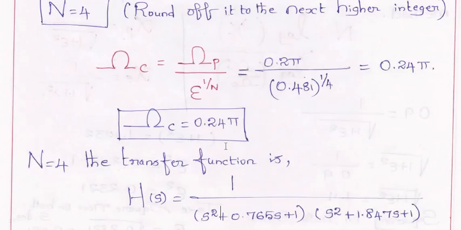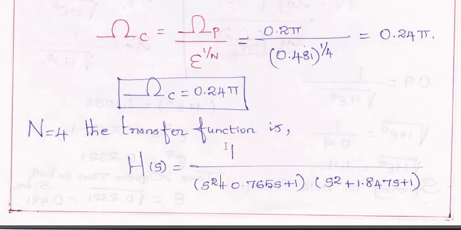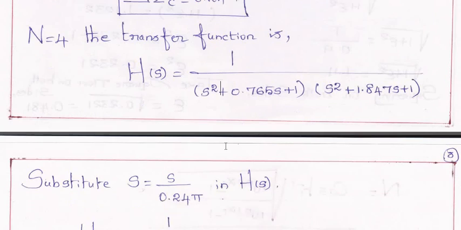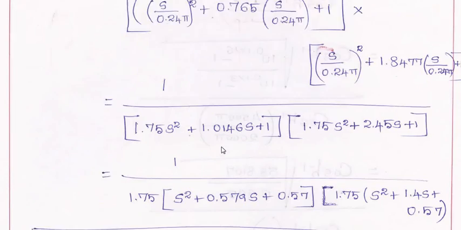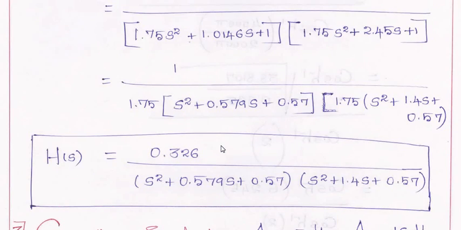So here for n equal to 4, the transfer function H(s) is equal to 1 divided by (s² + 0.765s + 1)(s² + 1.847s + 1). By substituting s divided by 0.24π, you get the answer as H(s) is equal to 0.326 divided by (s² + 0.579s + 0.57)(s² + 1.4s + 0.57).